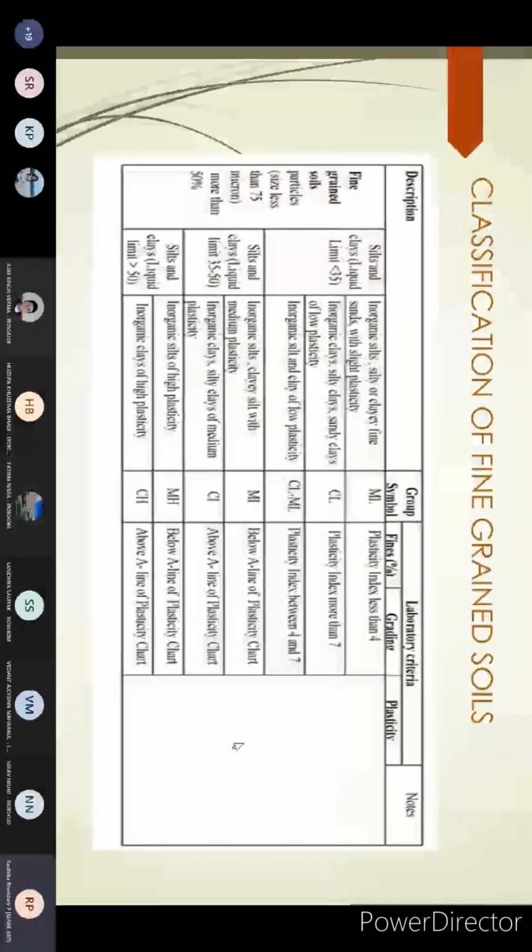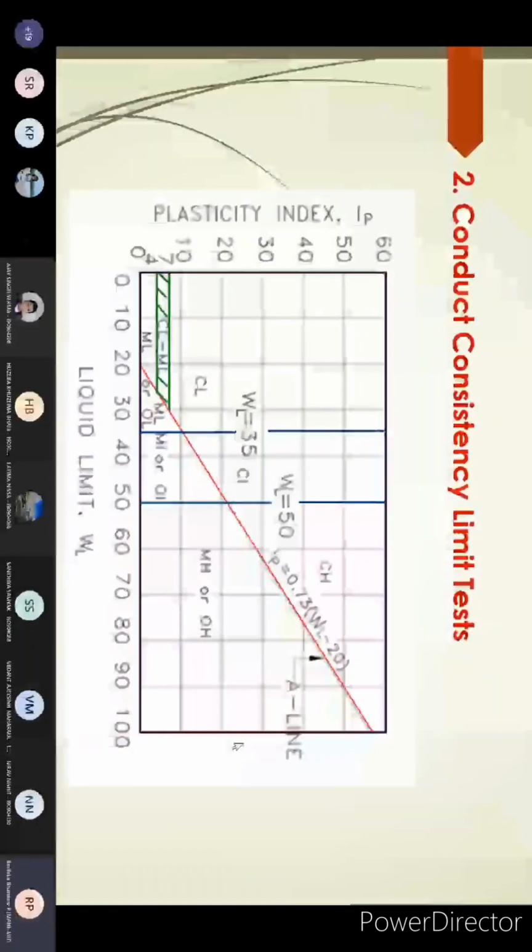And fine grained soil is classified using the plasticity chart. In this, we refer mainly to the liquid limit and plasticity index. With respect to plasticity, we have three: low plasticity, intermediate plasticity, and high plasticity. If liquid limit is less than 35, then we call it low plastic. Liquid limit between 35 to 50 is intermediate, and more than 50 is high.